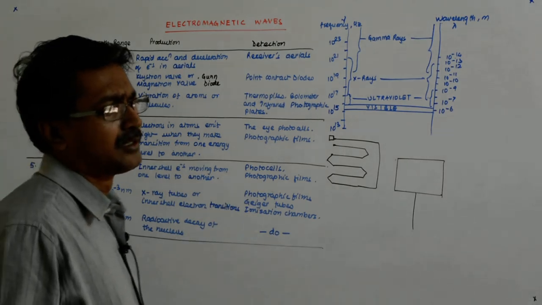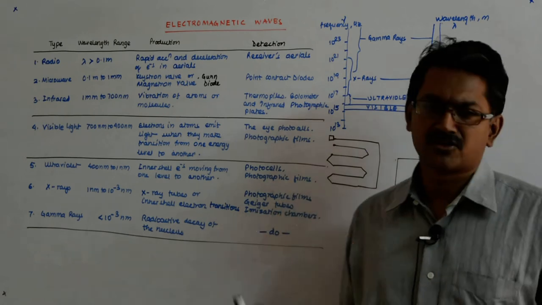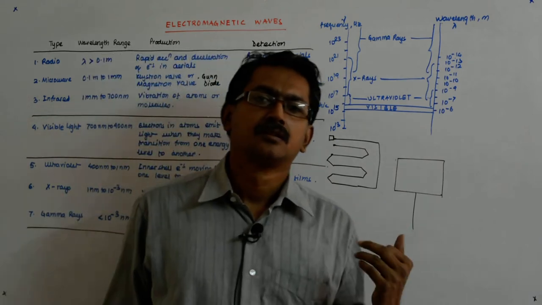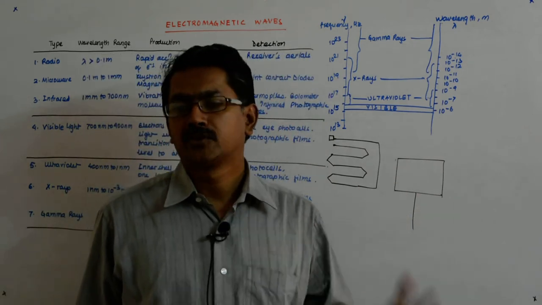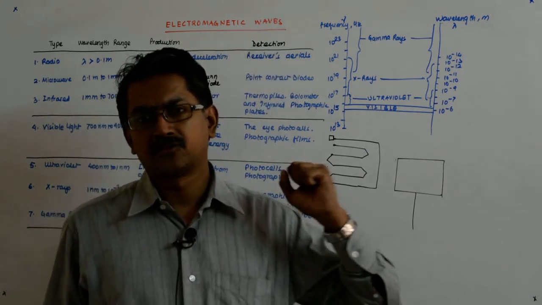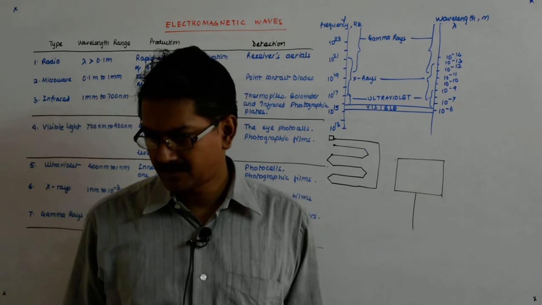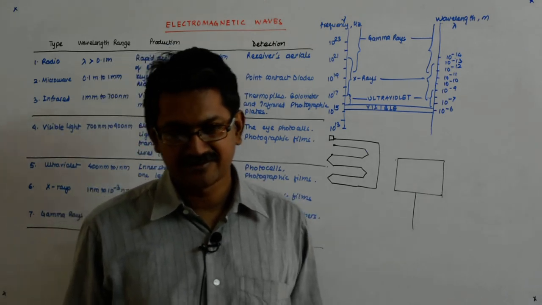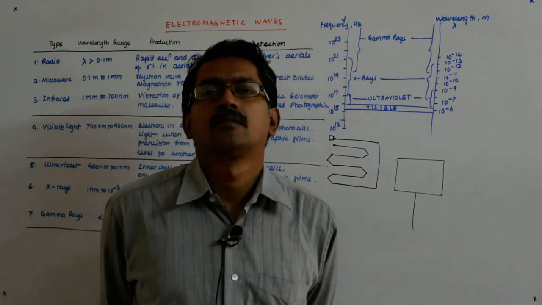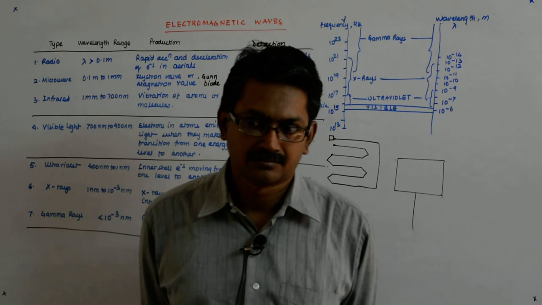Okay, so this table should be understood and remembered, because they might be asking you questions. What is the ray that we use for medical purposes? What is the wavelength range? How do you produce it? How do you detect it? Okay, this could be a question. Fine. This ray is used for tracking the fast moving balls. How do you produce it and how do you detect it? Okay, that is microwave. This ray is used as in your remote controls. How do you produce it? How do you detect it? Infrared.